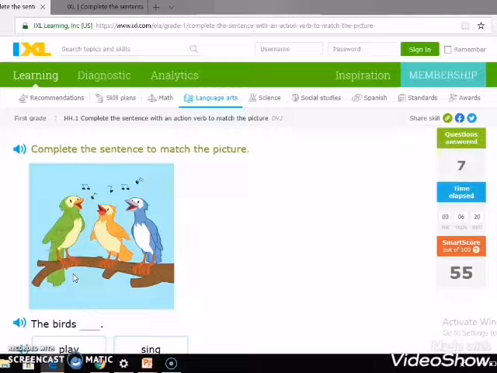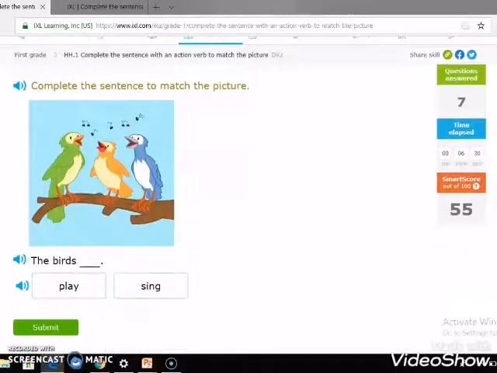Now, the birds. The birds play or sing. They are singing. Okay, how many birds do I have? I have three birds. So they are plural. So do I add an s to the action verb? I have three birds. No, I don't add an s. The birds sing.